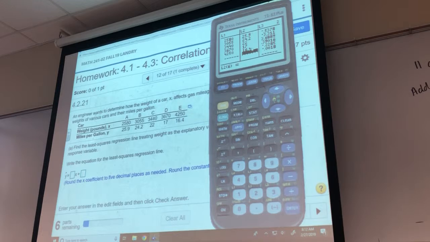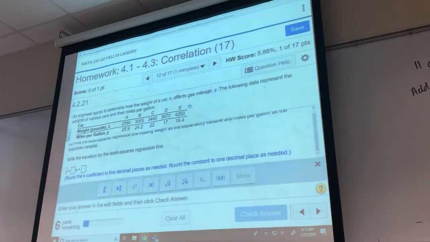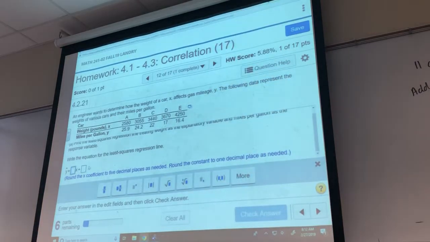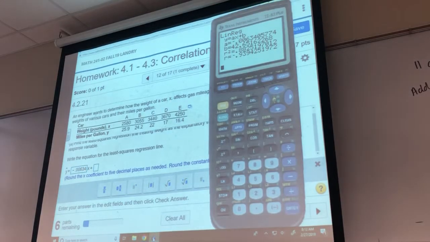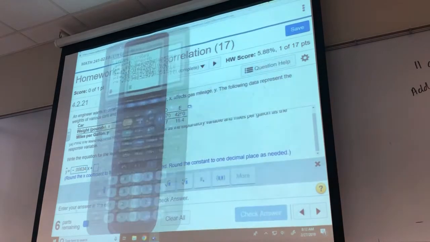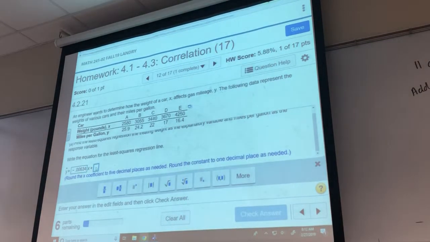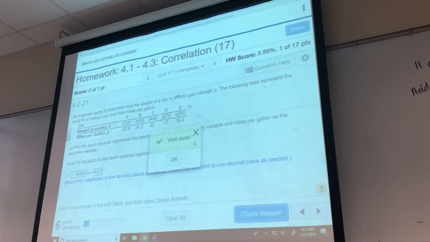So I've got them all into my L1 and my L2, so I'll go to stat, calc, and then number 4 for my linear regression to get my least squares regression line. They want you to round the x coefficient to 5 decimal places. So that's negative 0.00634. So that's 5 decimal places. And then my constant term is going to be rounded to 1 decimal place, so that's going to be 42.7 if I round that one. 42.7. My answer.